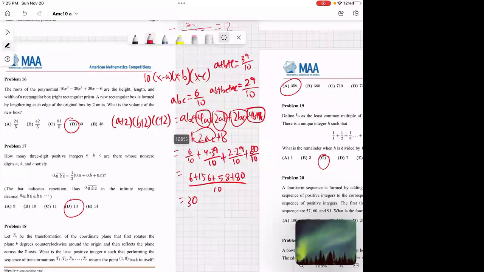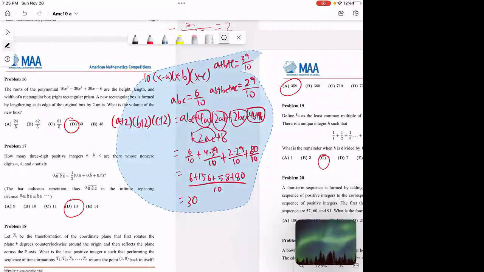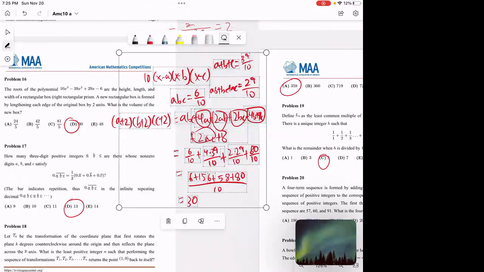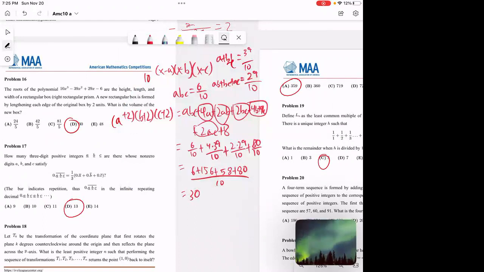And I'm going to make this smaller so I have room for the next problem. But yeah, let me know if you have any questions. And oh geez, let me do that.